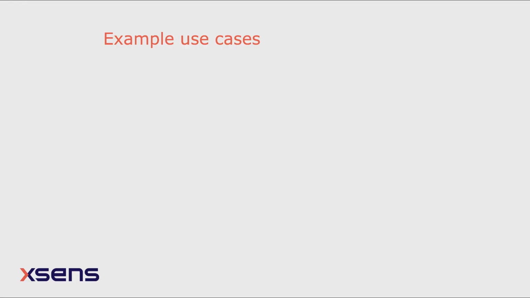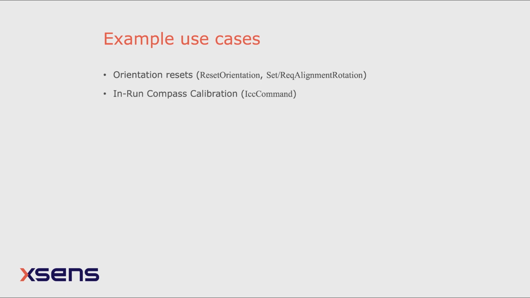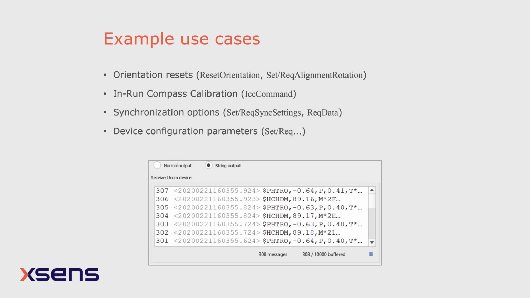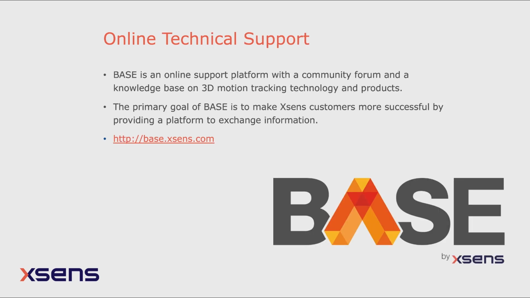There are many other commands and functionalities that can be evaluated using the device data view before implementing it in your actual design. Some examples include applying and storing of orientation resets, running an in-run compass calibration, configuring and evaluating synchronization options, and requesting and setting device configuration parameters. Finally, if your motion tracker product supports a string output mode, then the device data view can also visualize these messages. We have reached the end of this tutorial video.